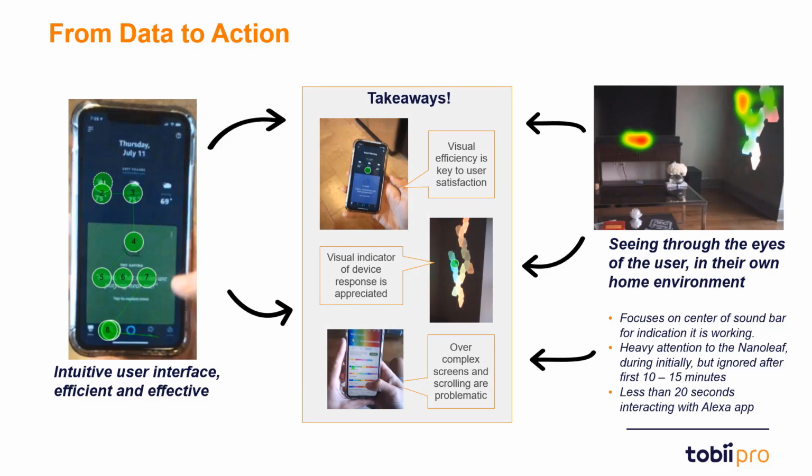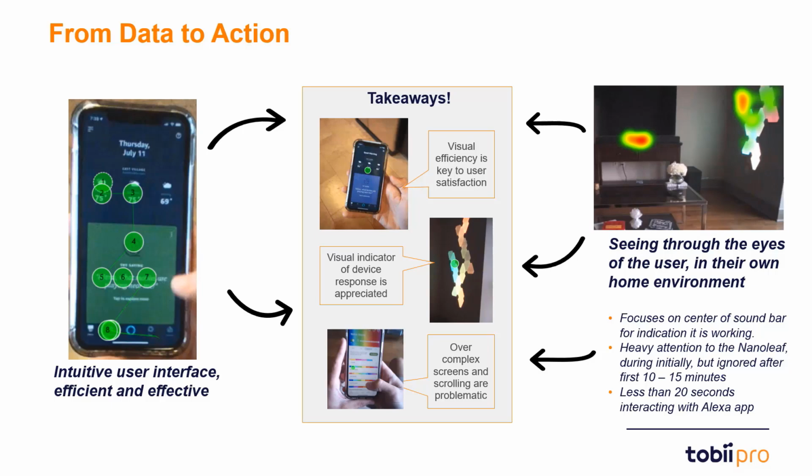So some takeaways are visual efficiency is key to user satisfaction. So if you look at the Alexa example on the left here and compare it to that ticketing example from the earlier slide, you can see there are far fewer glances. There's a nice smooth top to bottom path of exploration. Overall, just much more efficient.